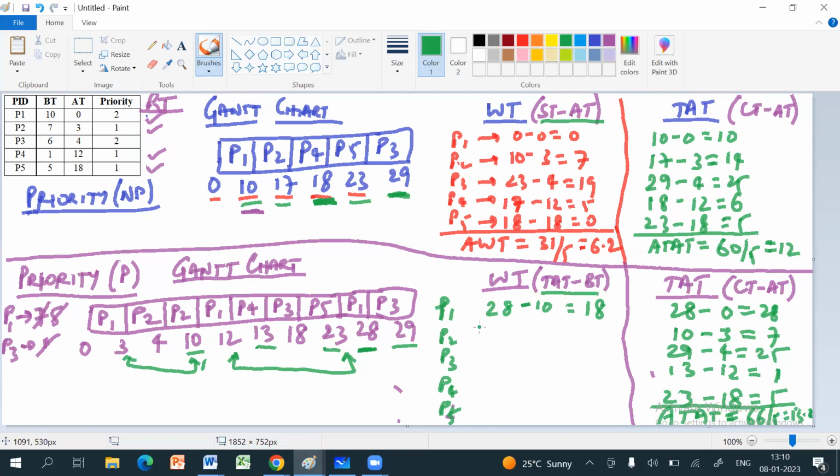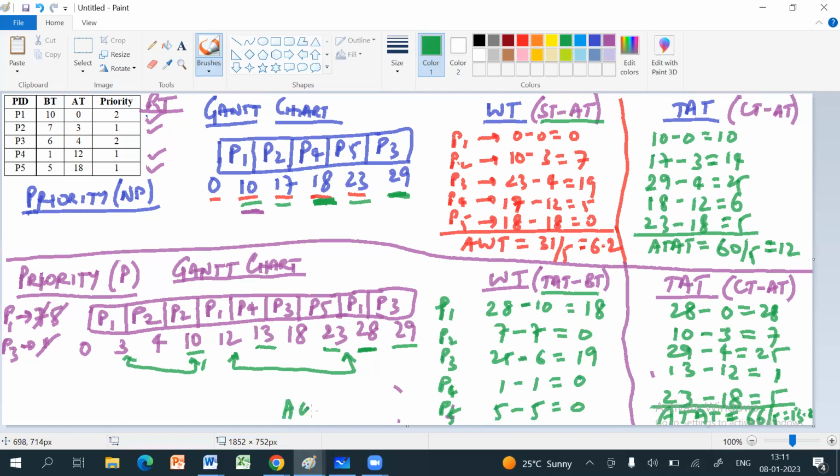Okay. Now P2. P2 is 7 minus the burst time 7, that is 0. P3 is 25 minus the burst time 6, which is equal to 19. P4 is 1 minus the burst time 1, that is equal to 0. And P5 is 5 minus the burst time, again 5, which is equal to 0.